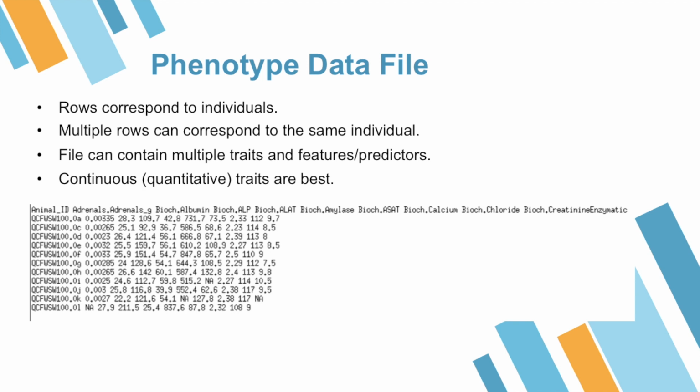And in the phenotypic data, again, the rows correspond to individuals, but you can have multiple rows on the same individual, and that's going to be dependent upon your design. The file can contain multiple traits, so you don't need a separate file for each of your traits. You can have it all contained within this single file, and the analysis works best if you're dealing with continuous traits, but it can handle binary traits.